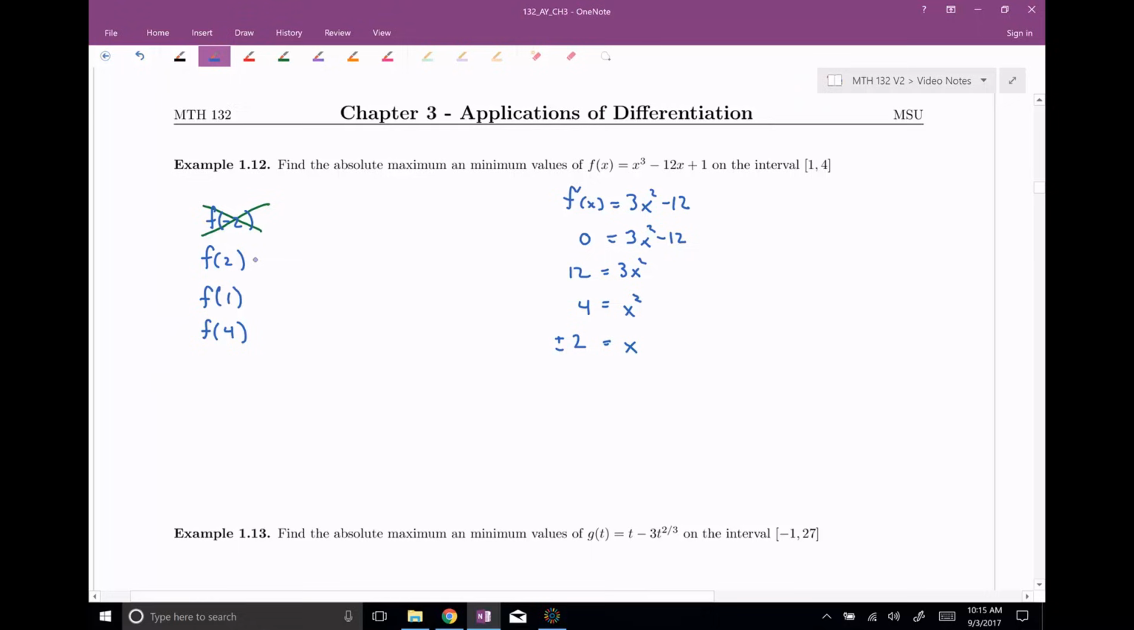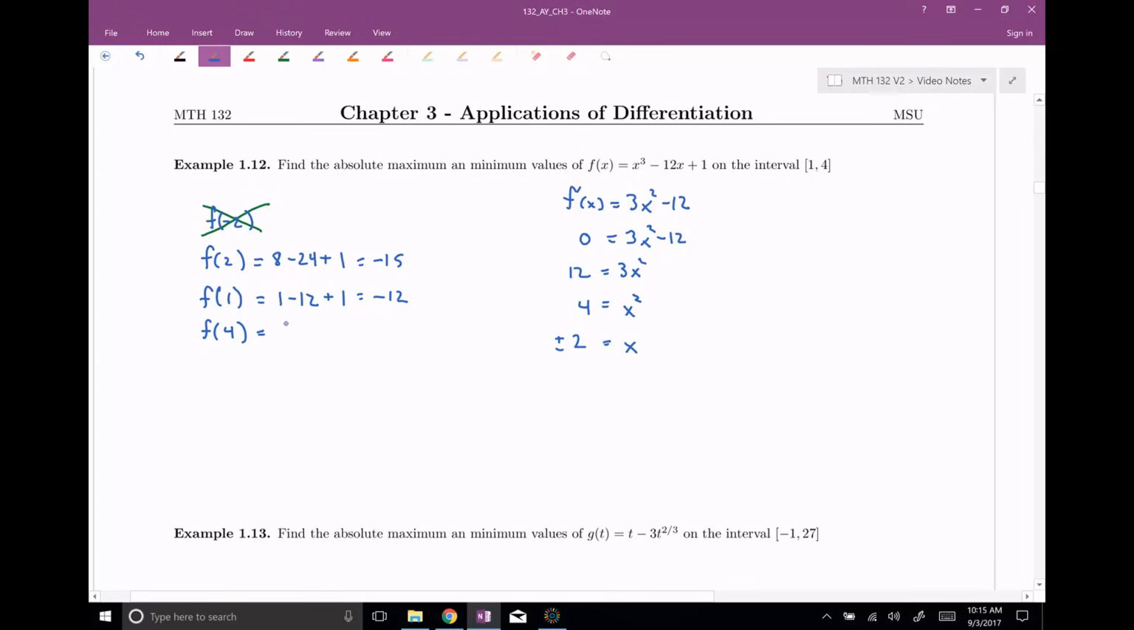All right, so let's go ahead and figure out the function's value at these points. If I plug in 2 into my function, I'm going to get 8 minus 24 plus 1, and that'll give us negative 15. If I plug in 1, that'll give us 1 minus 12 plus 1, which gives us negative 12.